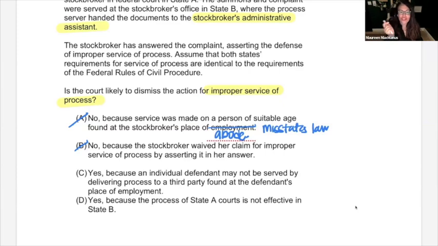One thing I want to mention here is an issue that I've seen come up in other questions. This is why I like this class: a single question can help me teach you something totally separate that's not even in this problem. But let's say that the stockbroker here answered the complaint and failed to include the defense of improper service of process. But then let's say they amend their response timely. I think you have an amendment as of right, and then you can get permission from the court if you've already used your amendment as of right.